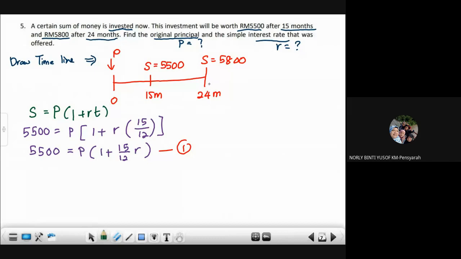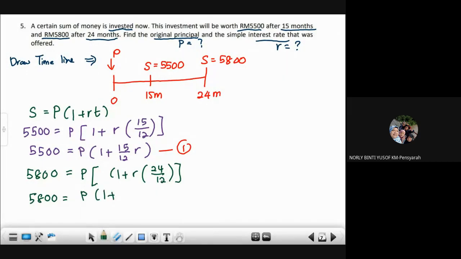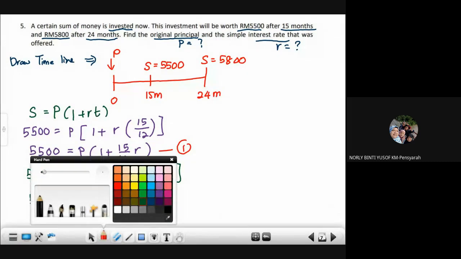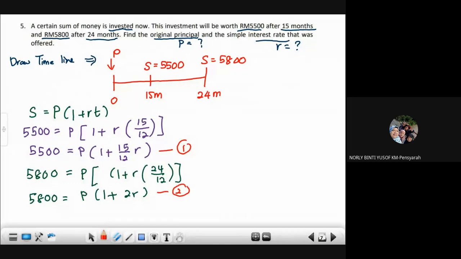Okay, lepas tu you ada lagi untuk sum 5,800. So 5,800 pun sama. Principal tak tahu. Dan you tak ada apa-apa added dekat tengah-tengah tu kan. So that is your principal, also you don't know principal asal. So 1 plus R 24 over 12. So 5,800 sama dengan P(1 + 2R), ini boleh kecilkan lah, 24 bagi 12 dapat 2R. So second equation.